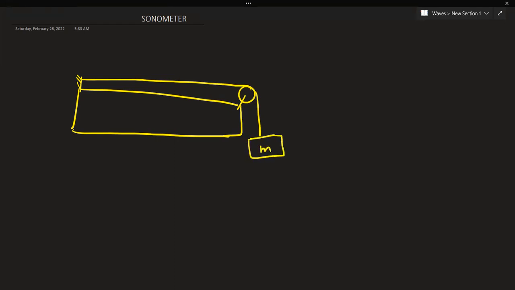Let's say this block has a value m. M is the mass. So tension will be acting over here, and mg will be acting in the downward direction. So the frequency of this sonometer is given by 1/2L under root T divided by M. So this is what a sonometer is. The rest of the things remain the same.